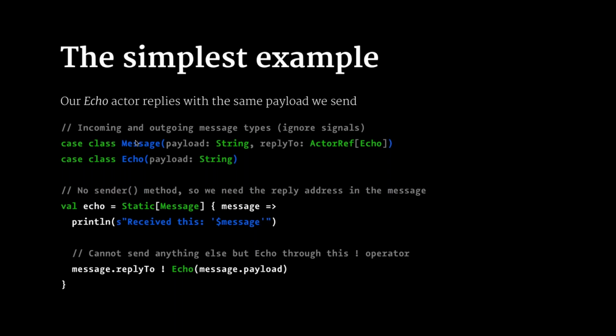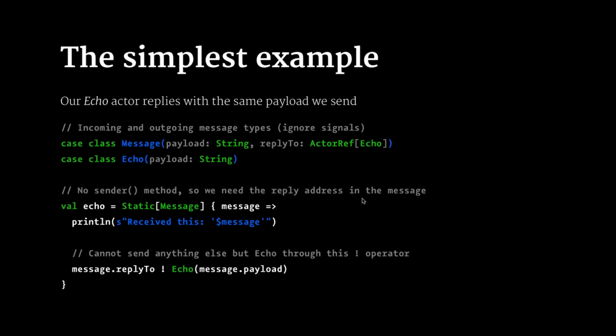So first I define the 2 classes that represent the messages that I'm going to be sending back and forth. The message case class represents what I send to the actor. It has a payload, some kind of string in there that I'm going to put in just as an example. But it also has a reply to actor ref, and this is really, really important.